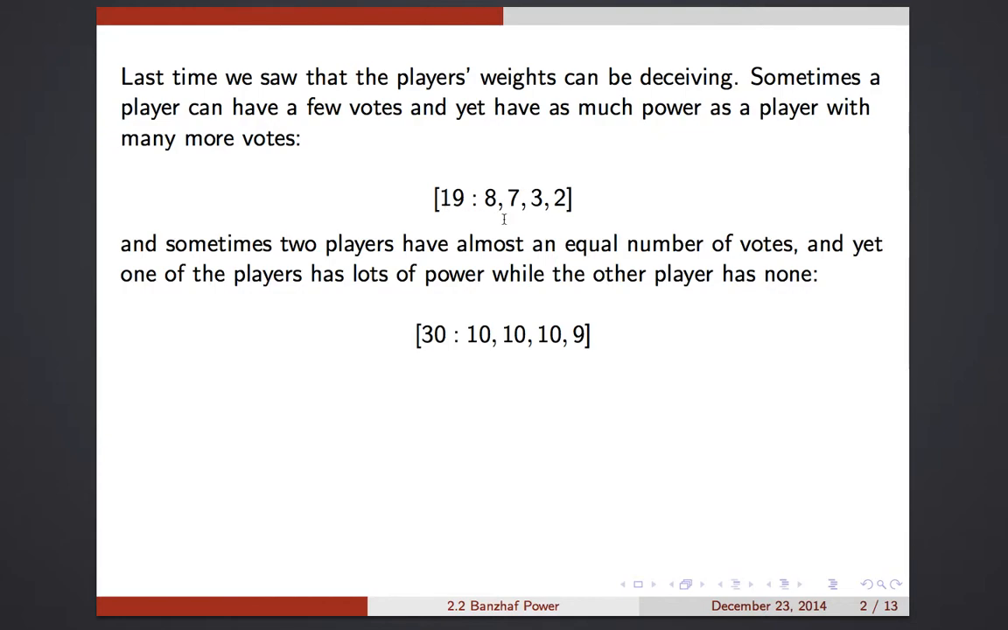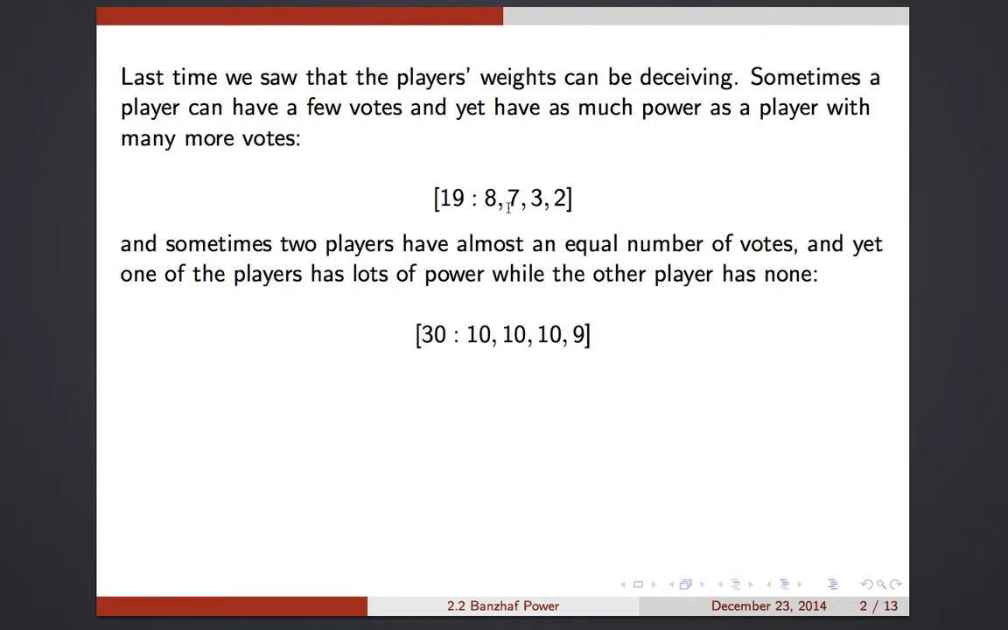And in particular, think about what it would take for a motion to pass in this system. So suppose for a second that player 1 and player 2 get together. So that's the 8 and the 7. Do they have enough power to pass a motion? Well, the answer is no, because they control 15 votes between the two of them, and 15 votes is not enough to pass anything, because 15 is smaller than 19.